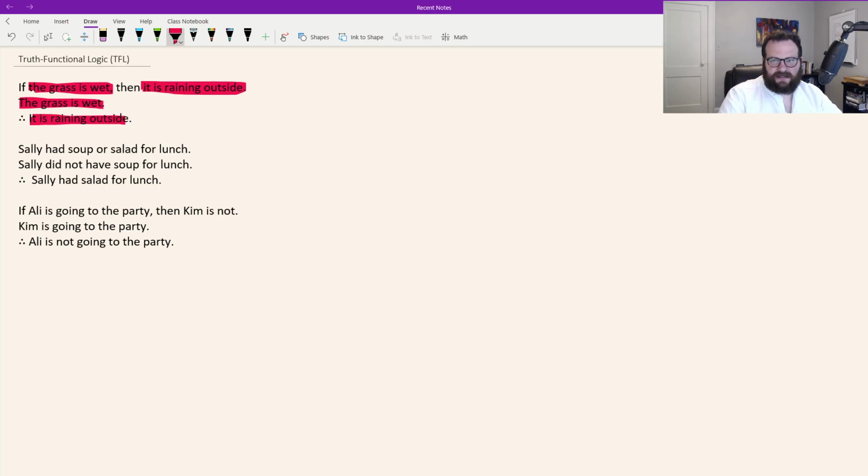That's another sentence. Now, in TFL, we want to assign capital letters to each of these. And we want to tell our reader what our key is. So for this one, I'm going to say capital G stands for the grass is wet. And I'm going to say R stands for it is raining outside.